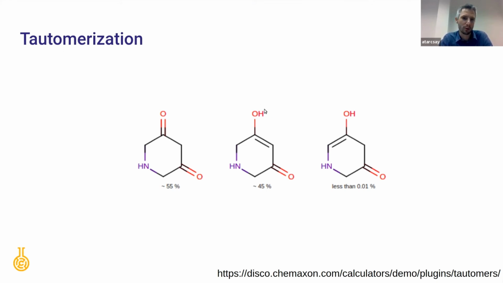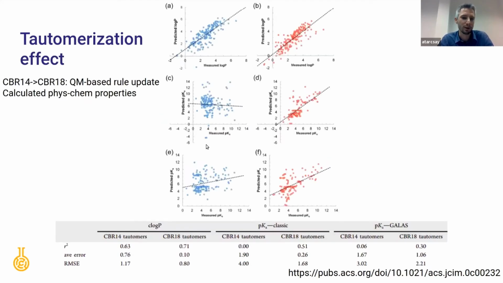This is an H bond donor. This is an H bond acceptor that will be significantly different in a binding site. And to show you an example, this is a recent publication from Syngenta. They revamped their tautomerization rule set last year. They had CBR14 as their primary rule set, how the molecules that are registered in the Syngenta compound collection are to be represented.